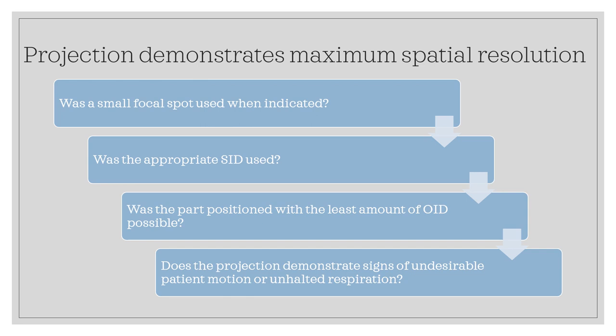Projection demonstrates maximum spatial resolution. When a small focal spot was indicated, was it used? Was the appropriate SID used? Was the part positioned with the least amount of OID possible? Does the projection demonstrate signs of undesirable motion or unhalted respiration? Maximum spatial resolution. The spatial resolution on a projection refers to the ability of the imaging system to record sharp detail edges and distinguish small adjacent details from each other in a projection. The geometric factors that affect blur are focal spot and distance.